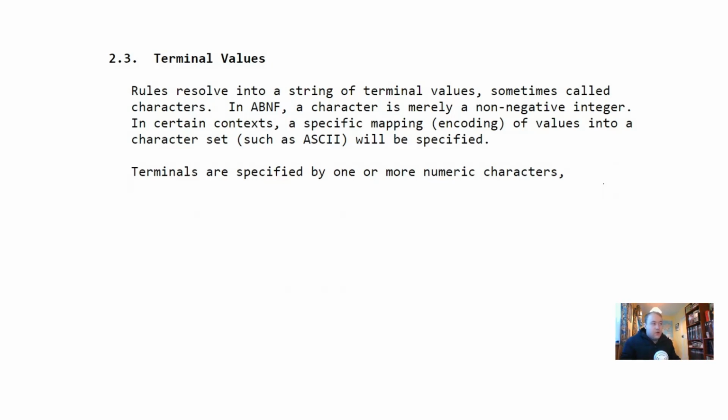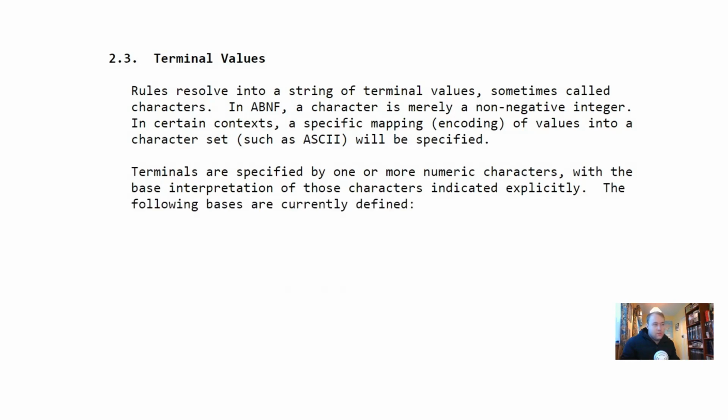Terminals are specified by one or more numeric characters. So a character is just a non-negative integer. We just specify terminals by using a numeric character, with the base interpretation of those characters indicated explicitly. What does that mean? So the following bases are currently defined. We've got B for binary, D for decimal, X for hexadecimal. Sadly not H. So BDX, let's have a look.